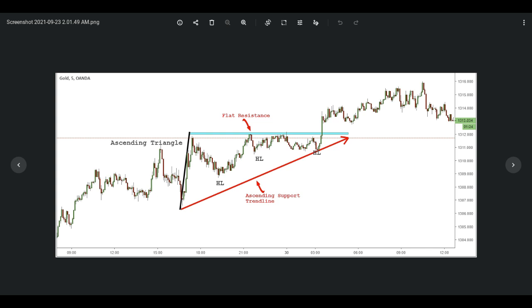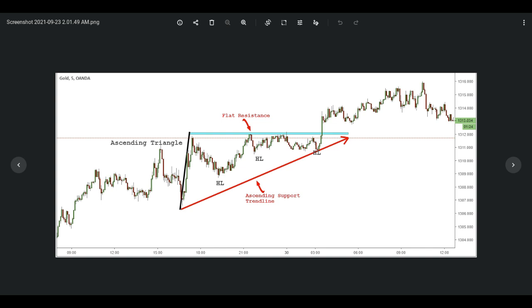Measuring technique: subtract the height of the highs and lowest low of the pattern and then add this amount to the breakout level. Statistical notes: performs better with rising volume on the breakout, with throwbacks hurting performance. Okay, that's the ascending triangle.